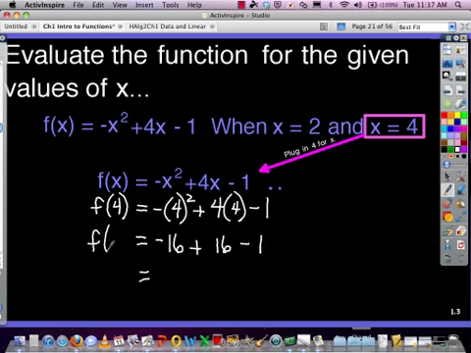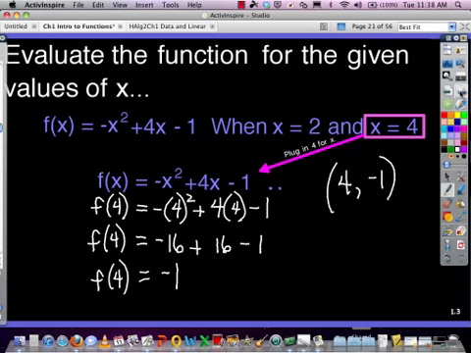We could have brought the f of 4 down. We're not really doing anything on this side of the equation. But we know negative 16 and 16 is 0, and 0 subtract 1 leaves us with a negative 1. So in this case, our final ordered pair would be 4 was our x value, and negative 1 was our y value. So you're not going to be able to evaluate the function for both values at one time. You have to do them separately, like 2 separate problems.